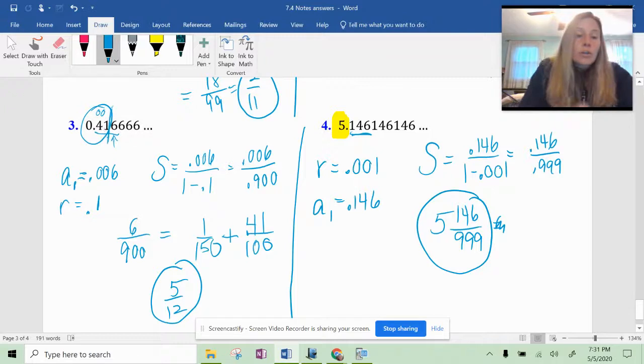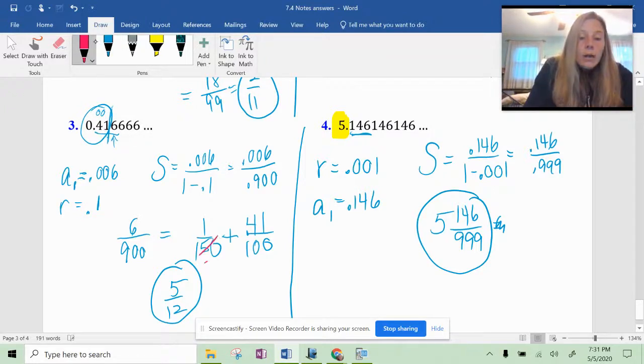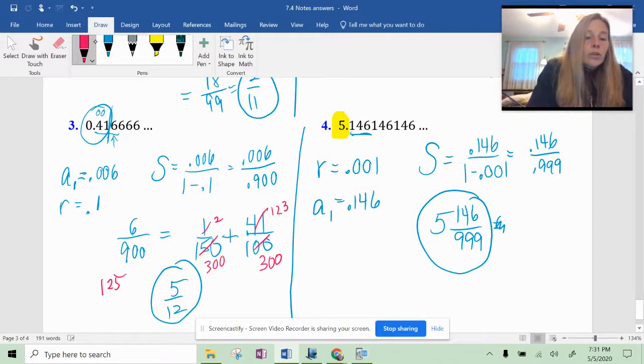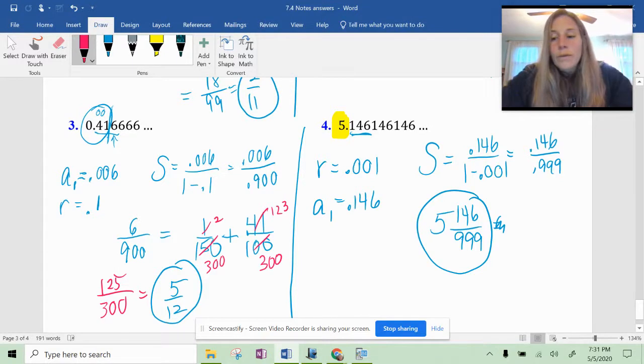So obviously here you would make these common denominators. So that would be 300 and that would be 2. This would be 41 times 3 is 123. Then you would get 125 over 300. And then you would simplify to the 5/12.